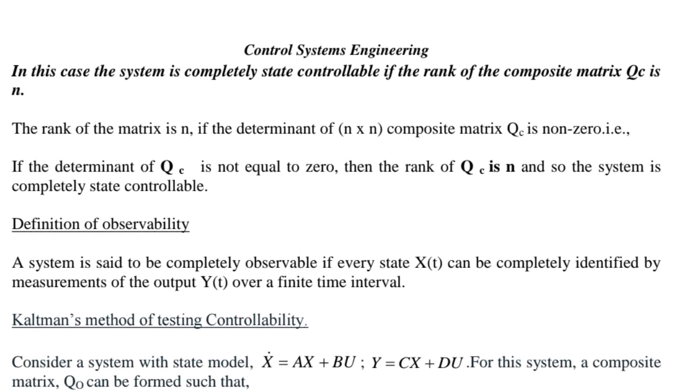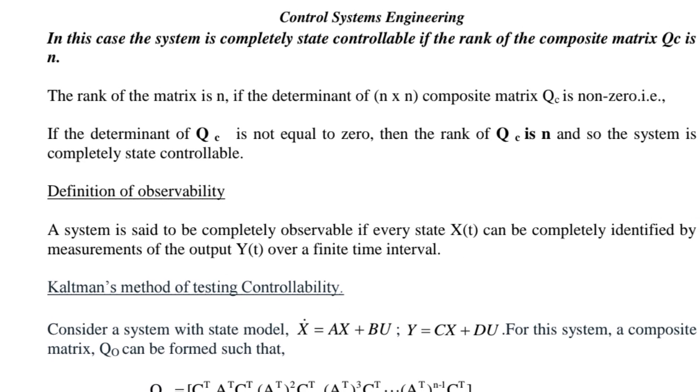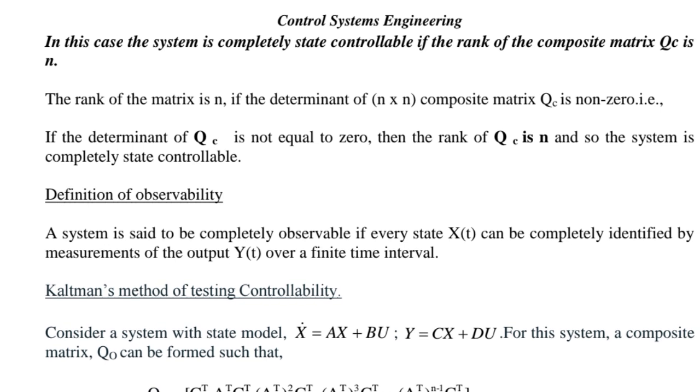In this case, the system is completely state controllable if the rank of the composite matrix QC is n. The rank of the matrix is n if the determinant of the n by n composite matrix QC is non-zero. If the determinant of QC is not equal to 0, then the rank of QC is n, so the system is completely state controllable.